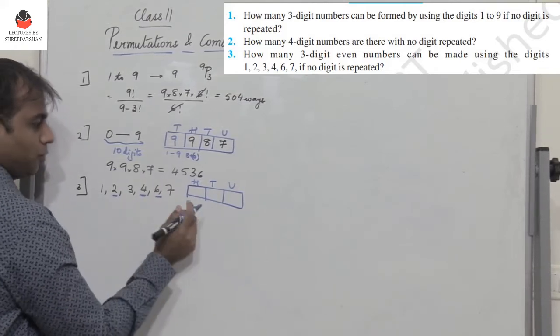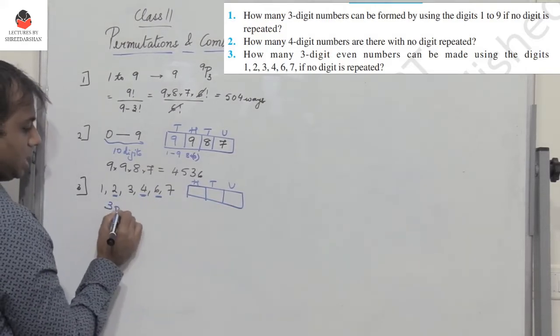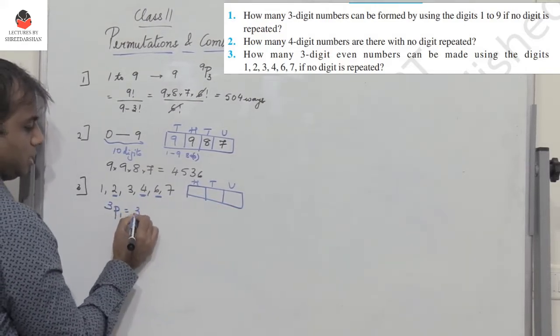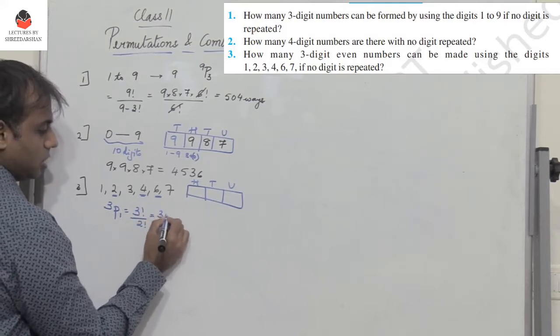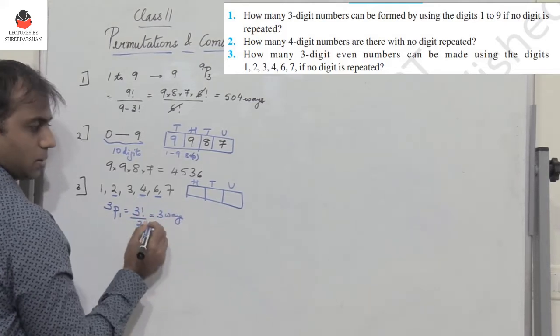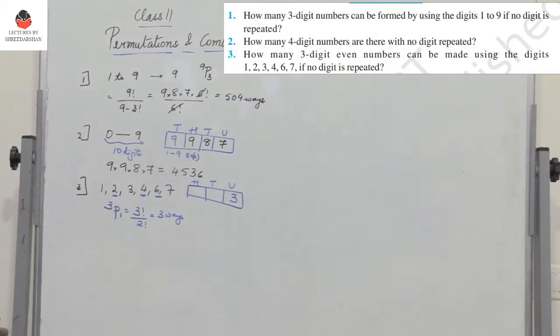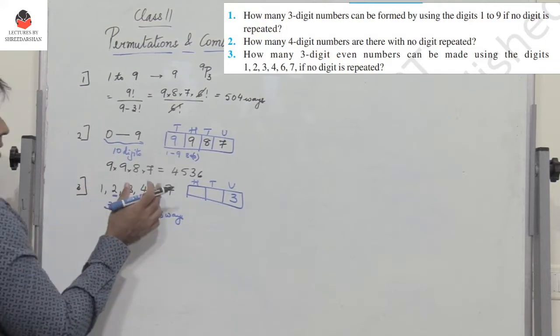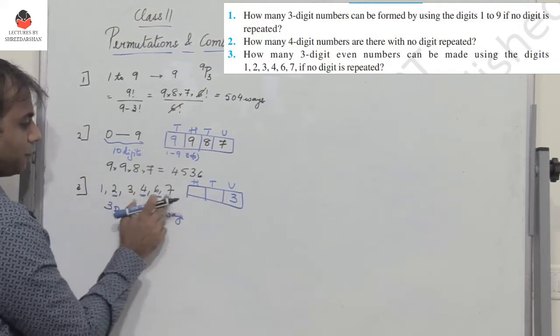Right? So therefore, there are 3 possible ways, or it's going to be 3P1, which is going to be 3 factorial divided by 2 factorial, which is 3 ways. Right? So this is going to be 3. There are 3 ways of selecting the numbers for the units place. Now I've selected one of them. So the remaining, you have 5 digits left.